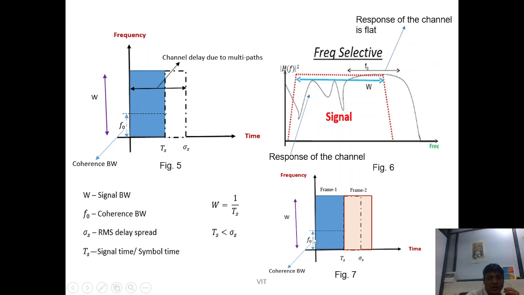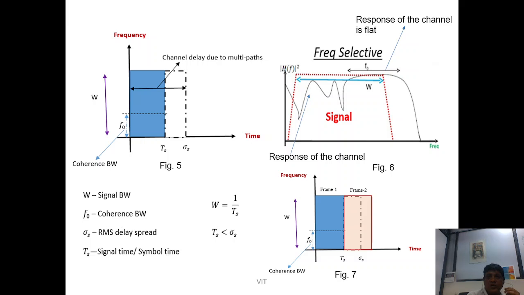How can we say this? When we take the next sample, the sample of the previous section, that is this dotted line, will interfere with the next frame. So this is called frequency selective fading. Okay, how can this be removed?